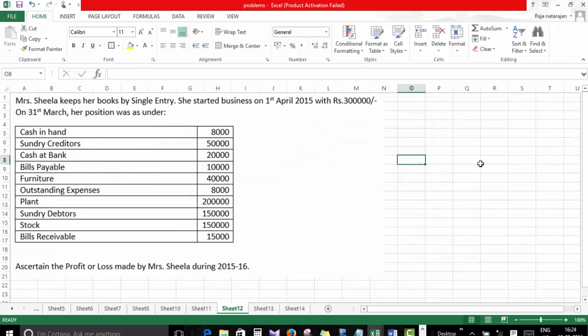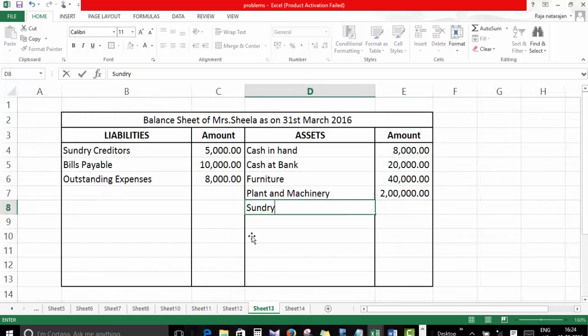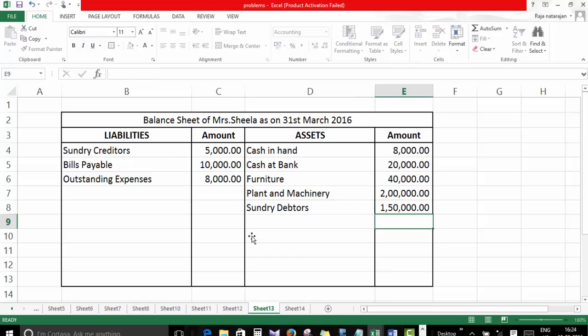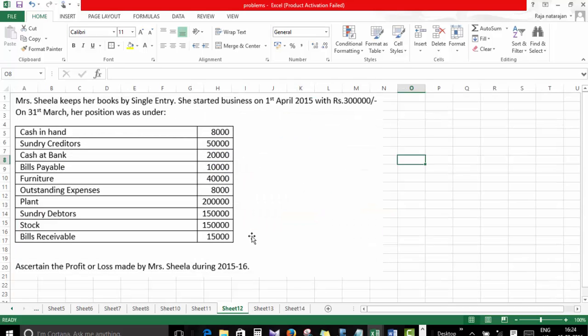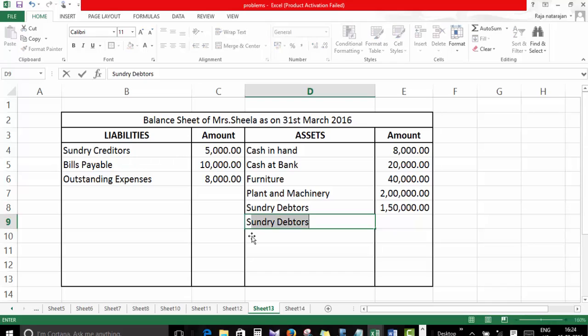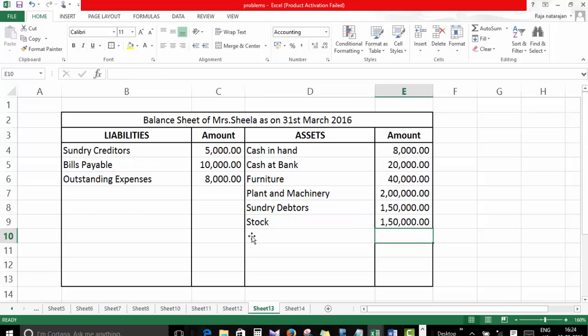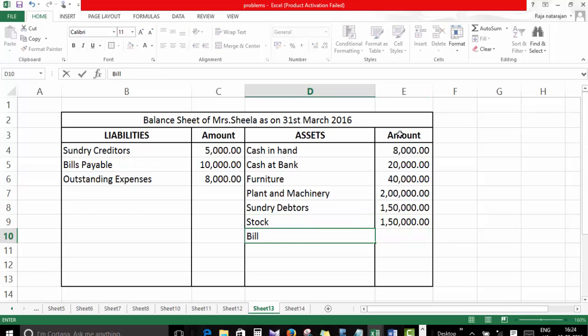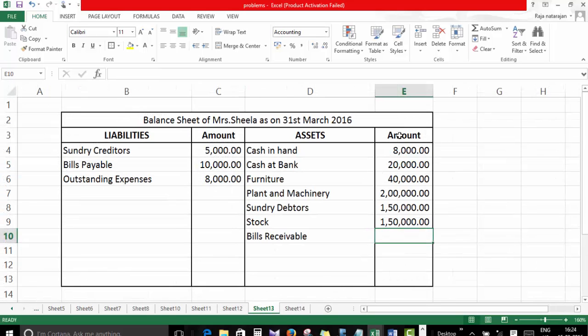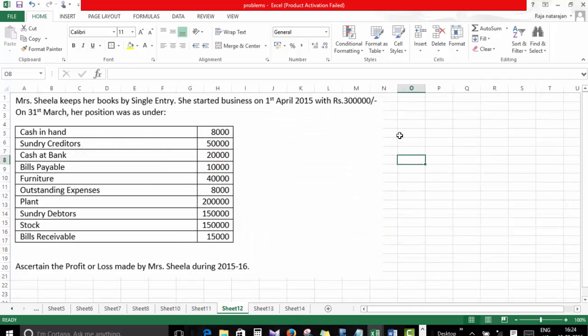Then we have sundry debtors 1 lakh 50, stock 1 lakh 50, and bills receivable 15,000. So we'll have them. Sundry debtors 1 lakh 50,000. Then bills receivable. Let me check. Is it bills receivable? No, stock. It is stock, 1 lakh 50, and then bills receivable. What was the amount of bills receivable? 15,000. So in this way, we have captured all the assets and liabilities.